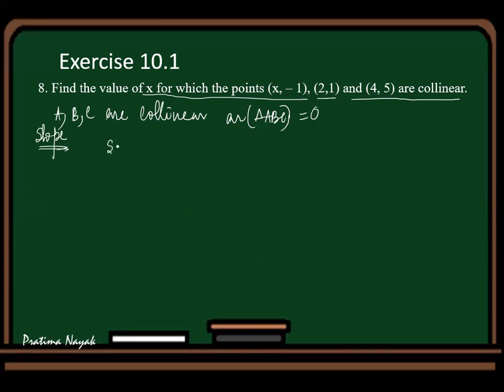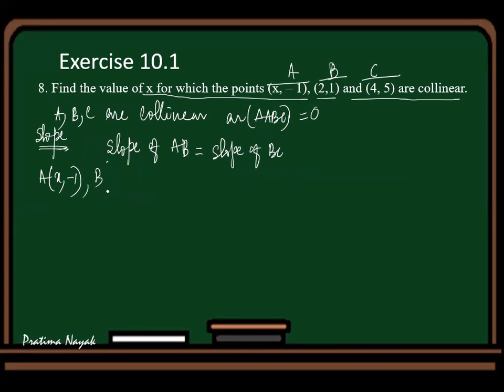What is it? I'll write slope of AB is slope of BC. Where is A? Where is B? This is A point, this is B point, and third is C point. So A is equal to (x, -1), B is equal to (2, 1), C is equal to (4, 5). Now slope of AB is equal to slope of BC. Now you may think that maybe slope of AC, yes, you can take slope of AC also, make two of them equal. But take x also because we will get x.